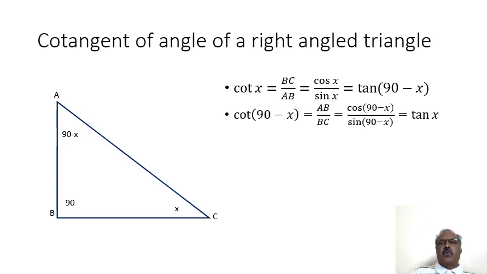Similarly, cotangent of 90 minus x equals AB by BC, which is going to be cos of 90 minus x upon sine of 90 minus x, which is equal to tan of x. Cot of 90 is 0 because cos of 90 is 0 and sine of 90 is 1. So we have cotangent of 90 as 0.